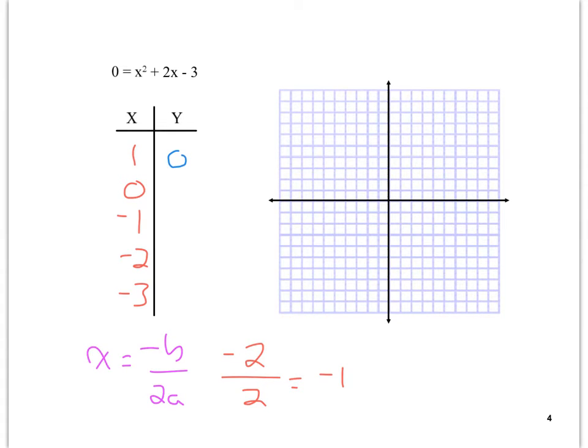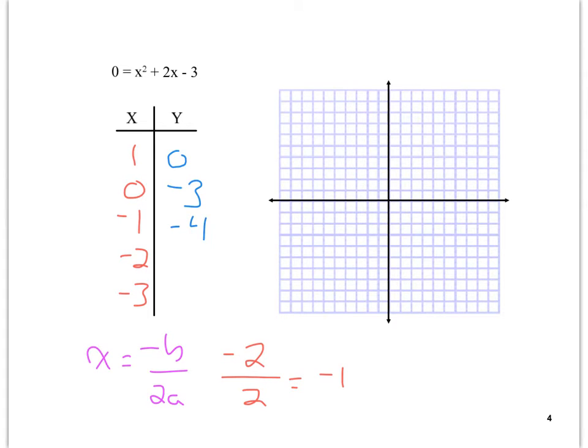When x is 0, I have 0 squared plus 2 times 0 is 0. 0 plus 0 minus 3 is negative 3. When x is negative 1, I got negative 1 squared is 1. 1 plus 2 times negative 1, 2 times negative 1 is negative 2. 1 plus negative 2 is negative 1, minus 3 is negative 4. So y is negative 4.